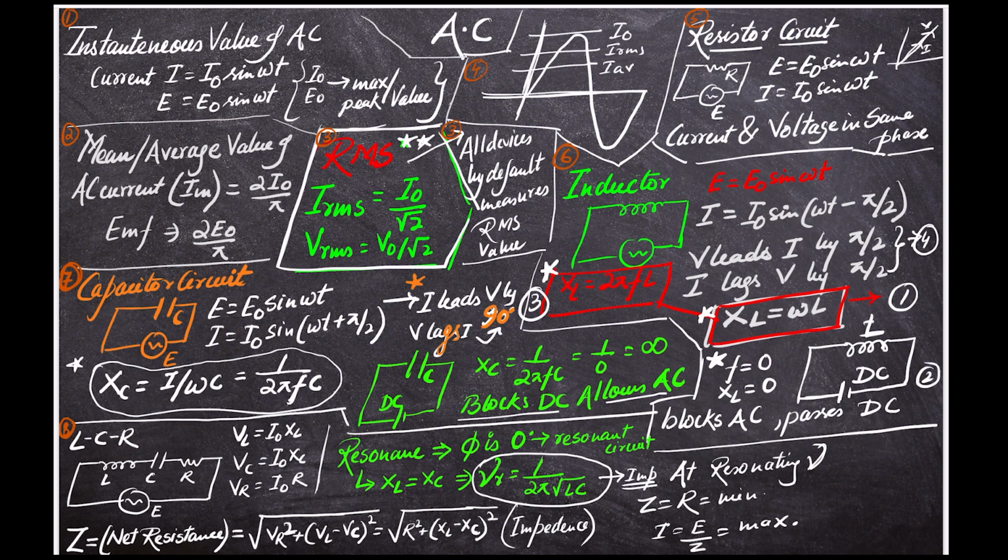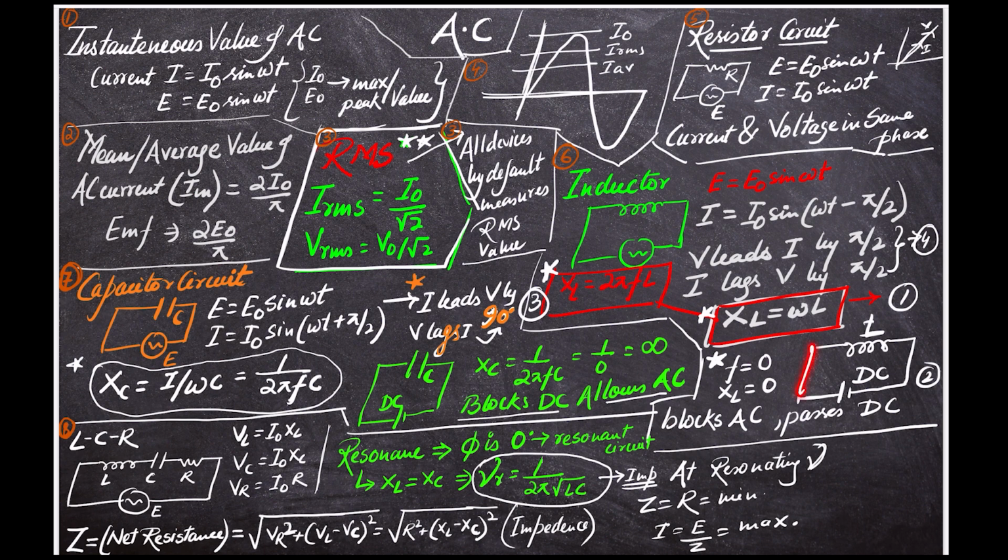Now every device offers some resistance to the current. So what about the inductor? Inductors also offer a resistance that is given by the value XL, the inductive resistance, which is known as omega L. Omega is what? 2 pi F. So XL is equal to 2 pi F into L. Very important: if they ask you to find the resistance offered by an inductor, they can give this value XL, and that is equal to 2 pi F into L.